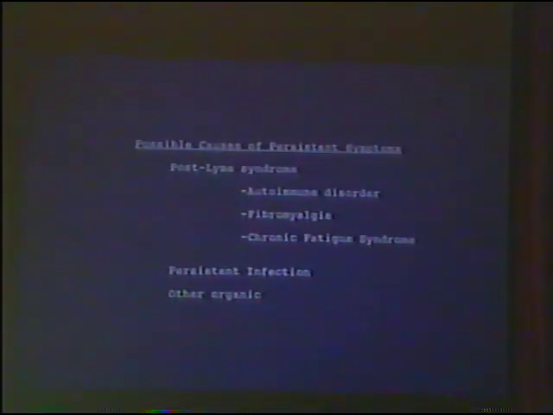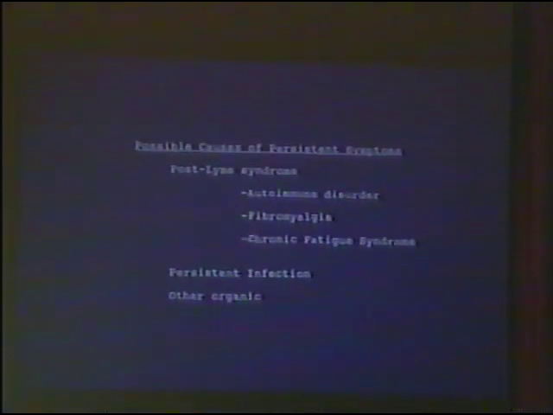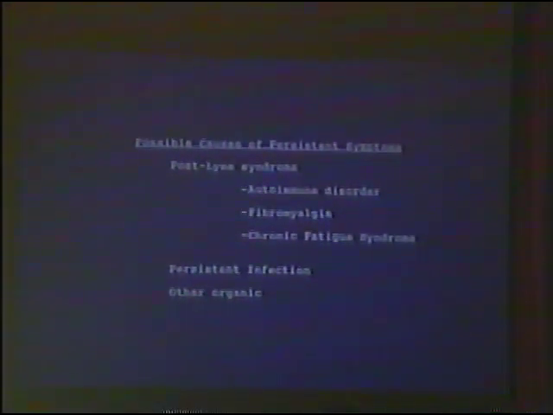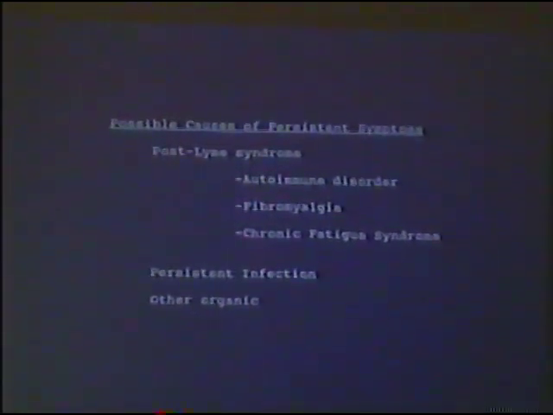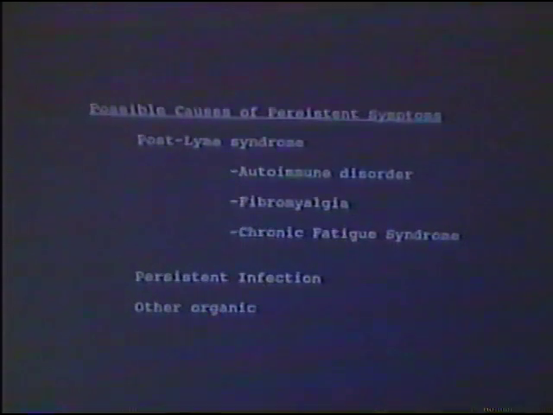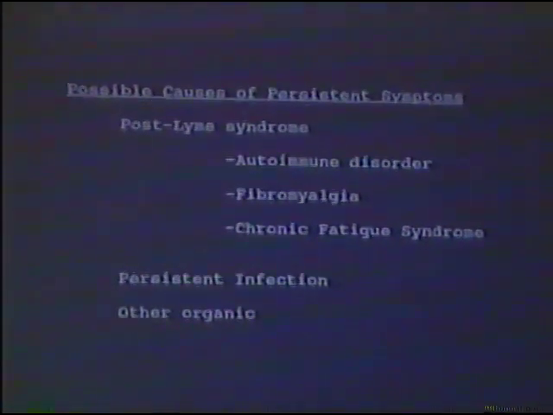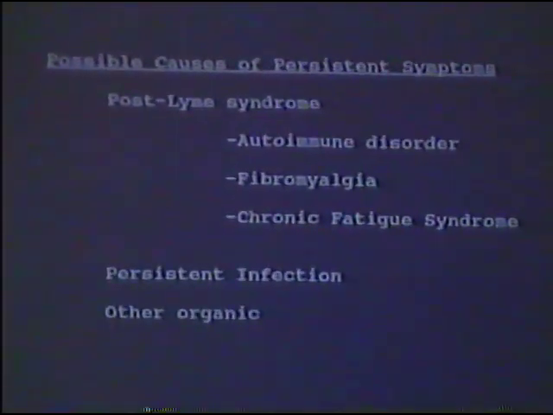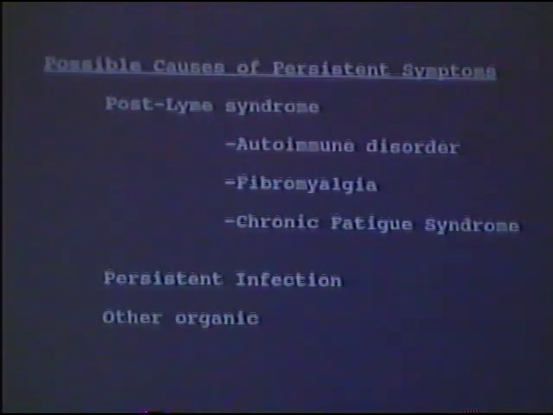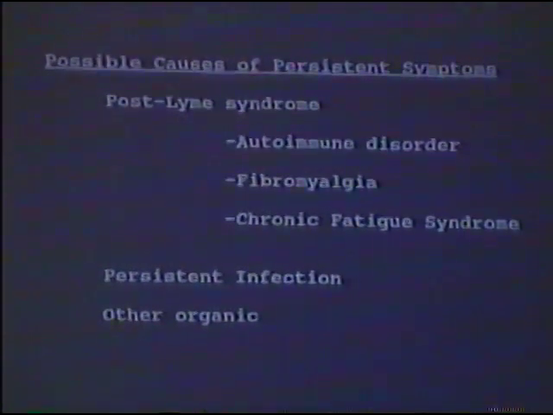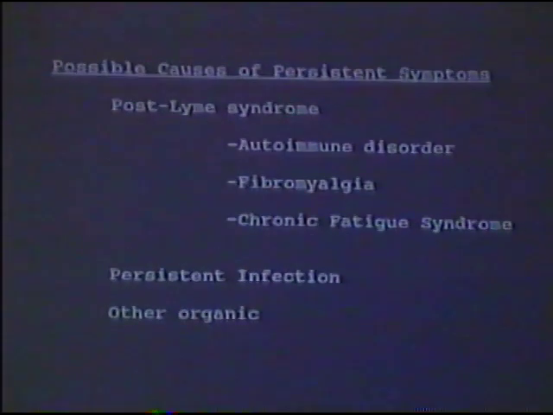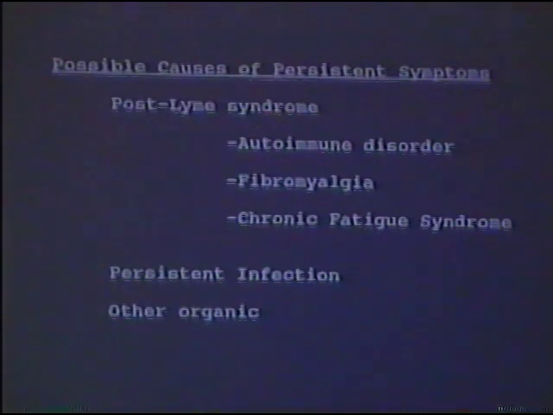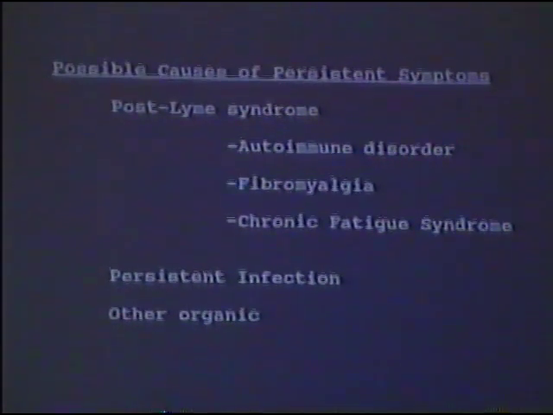Now what could be the causes of persistent symptoms? Well, you've heard a lot in the academic literature about post-Lyme syndrome. Perhaps it's all fibromyalgia or chronic fatigue syndrome, or it could be an autoimmune disorder. It's certainly possible that Lyme disease triggers these things. It's also possible and increasingly evident that in some patients, Lyme disease causes a persistent infection that is not responding to antibiotics, and that's why people have persistent symptoms.